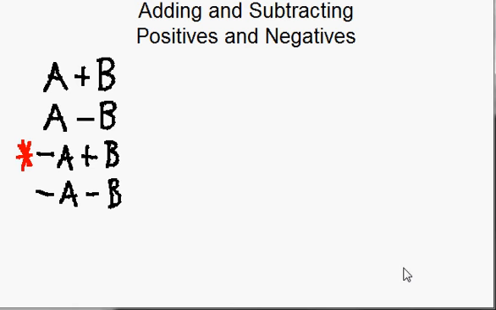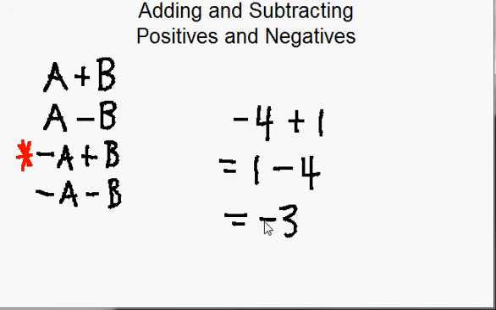Now what if, on the other hand, we had negative 4 plus 1 instead? Well, again, that's this situation here with the red star. So we switch it around and say that's 1 minus 4, which is kind of like a standard subtraction, but the 4 is bigger than the 1. So we just subtract and then make the final answer negative. So if you have A minus B, and the B is bigger than the A, then the final answer needs to be negative. But besides that, it's just a regular subtraction.